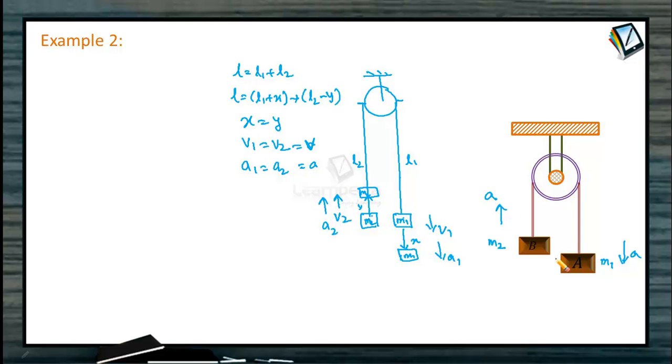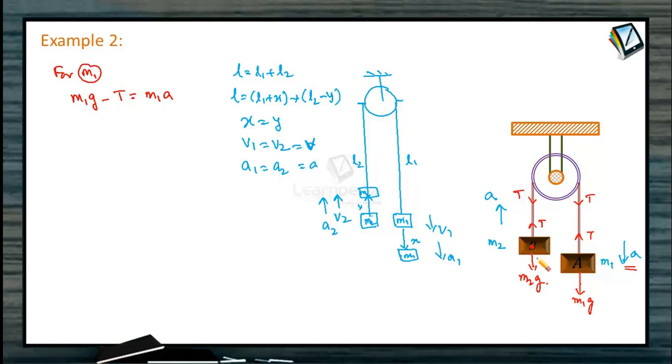Now let us make the free body diagram. This body, due to gravity, is pulled down by M1G, with tension T upward. For this pulley, tension will be in this direction. Same mass, frictionless string, so tension T here as well. This will be M2G. So for the body of mass M1, write the free body diagram equation. The positive axis will be in the direction of acceleration. So we have M1G minus T is equal to M1A.